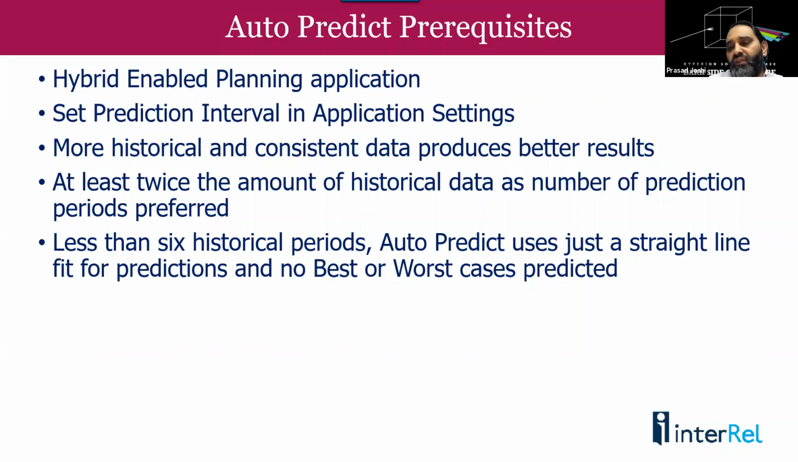Another thing to keep in mind is that if you have fewer than 6 historical periods, it's basically going to produce a flat line, and it's not going to bother giving you a best case scenario or a worst case scenario. So keep these things in mind when you are setting up the auto predict sections, and then all you have to do is set up the auto predict area. So let's go through that.